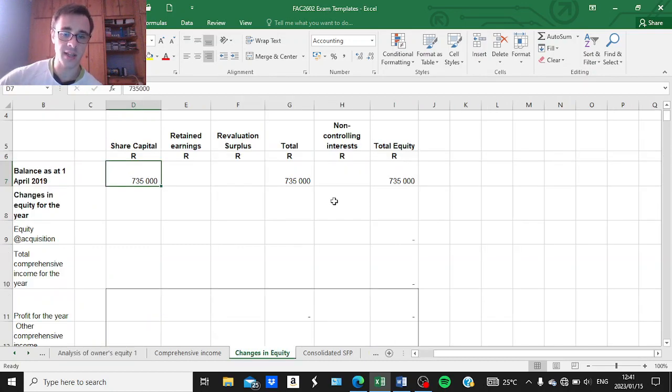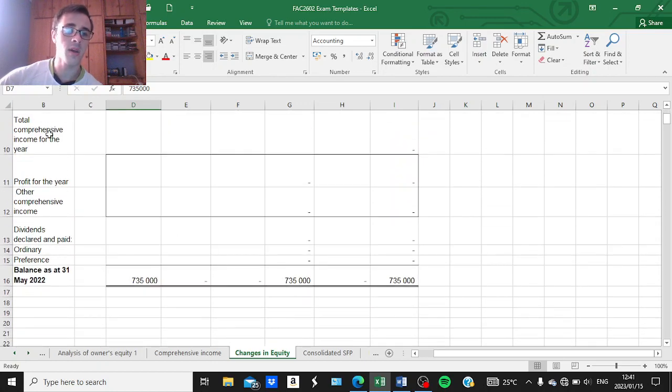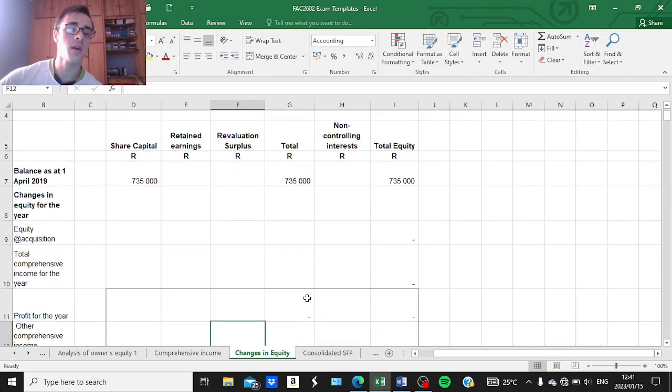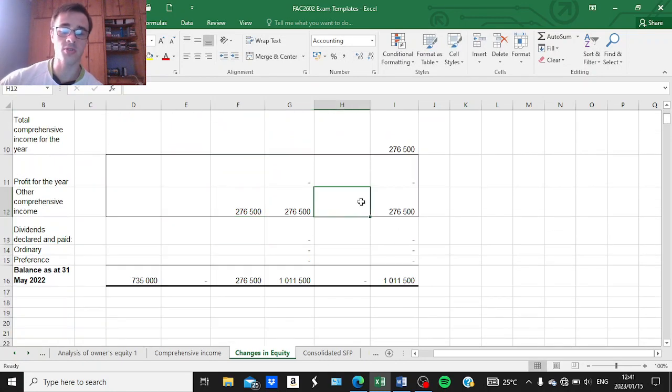So in that consolidated financial statement, in the revaluation surplus column, total comprehensive income for the year, other comprehensive income attributable to the parent is 276,500, and for the non-controlling interest it would be 118,500.